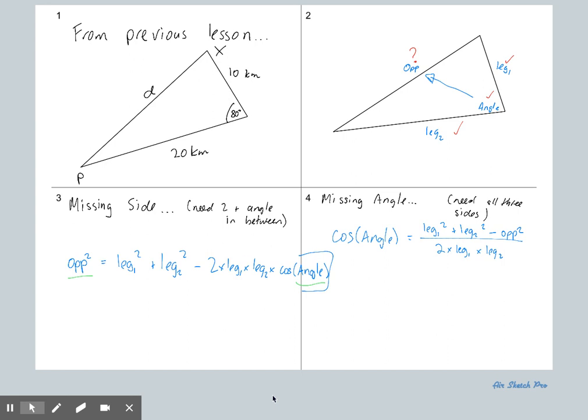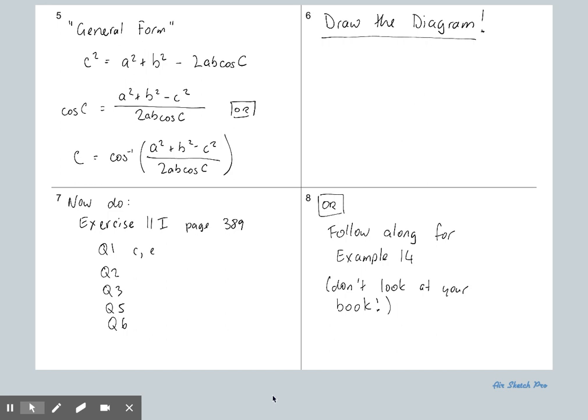What I want to emphasise here is that this is to make a connection between what you need to know and what you need in order to solve a problem. This is the picture. The legs are the bits that make up the angle. The opposite is opposite the angle. So here's the general form. I'll just zoom out so you can see it.